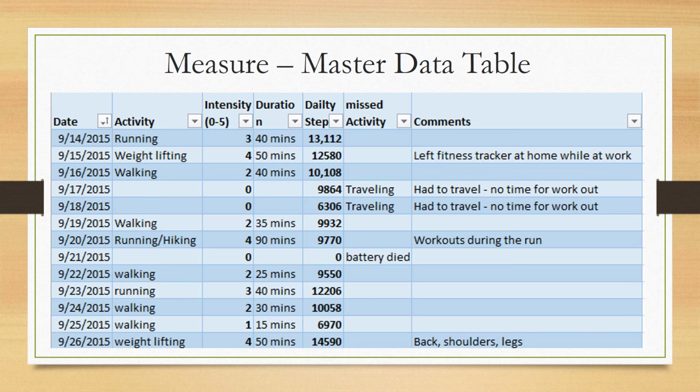And here is a snapshot of the actual master data table that I used. Going from left to right, we can see it records the date, the type of activity, running, walking, weightlifting, that intensity ranking that I referred to, and you can see how that matches up here with weightlifting being a 4, and then you can see some of the 0 activities, and then the duration of any activity that occurred. Next are daily steps monitoring, and then you can see I put a column in for why I might have missed an activity.